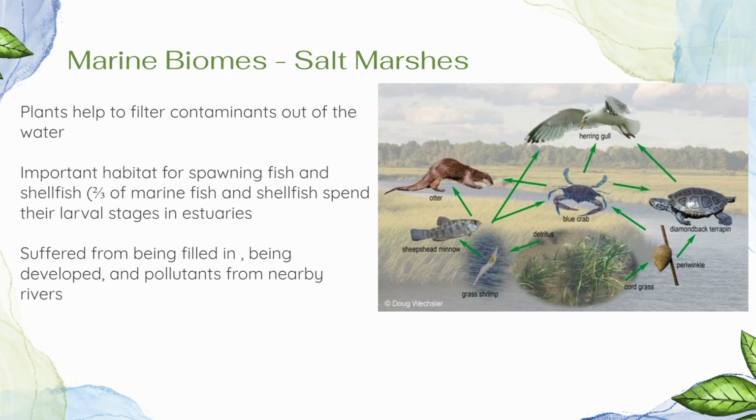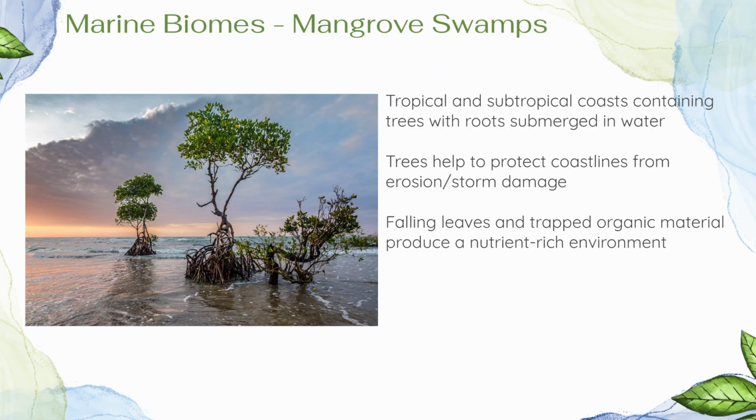They also serve as an important habitat for spawning fish and shellfish, with two thirds of all marine fish and shellfish spending their larval stages in estuaries. However, salt marshes have suffered from being filled in for development and polluted by nearby rivers.